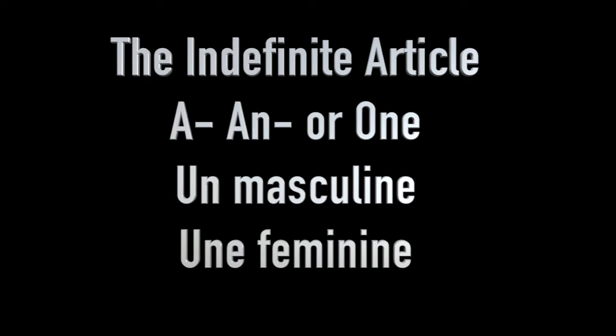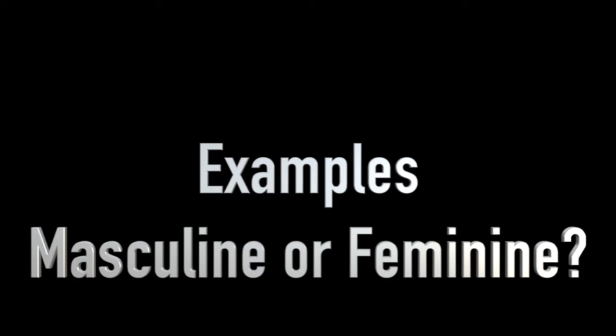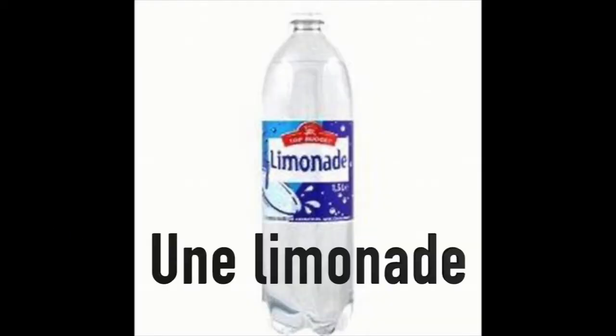What we'll do now is look at some nouns with their indefinite article. As you see them, you could say whether you think they're masculine or feminine based upon the indefinite article. You'll have a picture, and the words will come up on the screen too. Let's go. First one. Une limonade. Is that masculine or feminine? Say your answer now. That's right, it's feminine. Une.